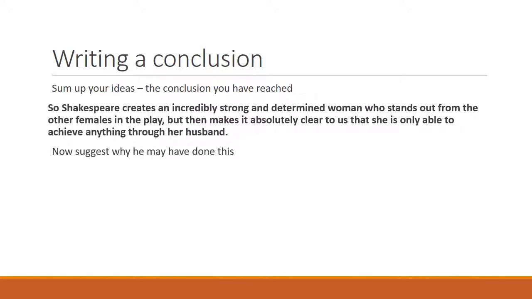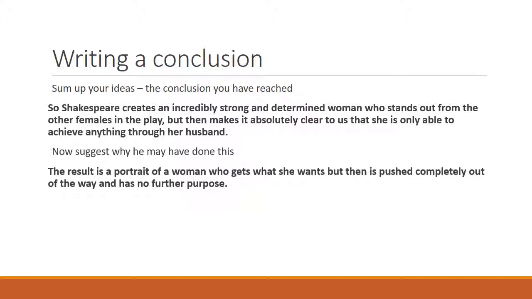So now we suggest why he may have done this. The result is a portrait of a woman who gets what she wants, but then is pushed completely out of the way and has no further purpose. So there you go. We see, first of all, I've reached that conclusion, very similar with the but there to the beginning, but this is what it actually ends up as. And then, why has he done it? And that's my conclusion.